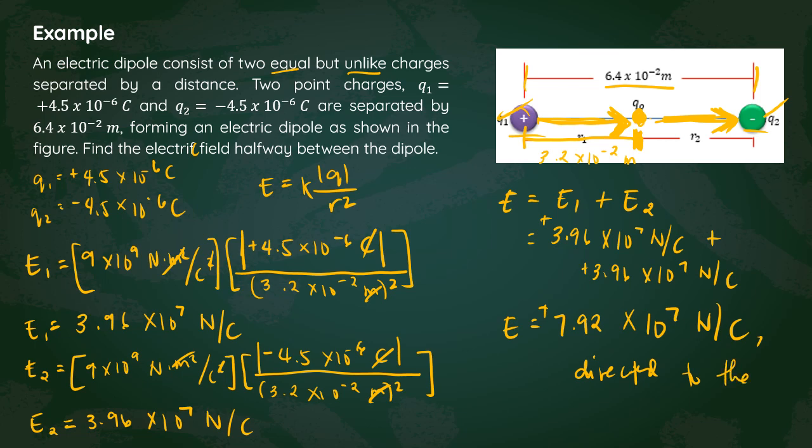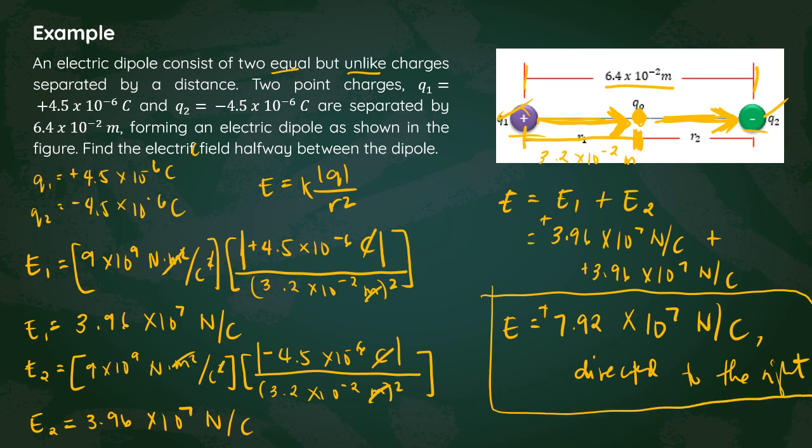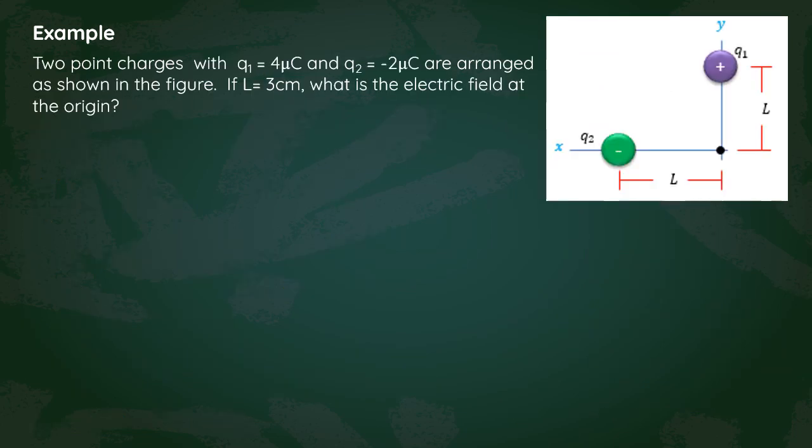Directed to the right. So what does this mean? What does 7.92 times 10 raised to 7 newtons per coulomb mean? For every 1 coulomb of charge, the particle in that electric field will experience an electric force of 7.92 times 10 raised to 7 newtons. So that's our sample problem 1.